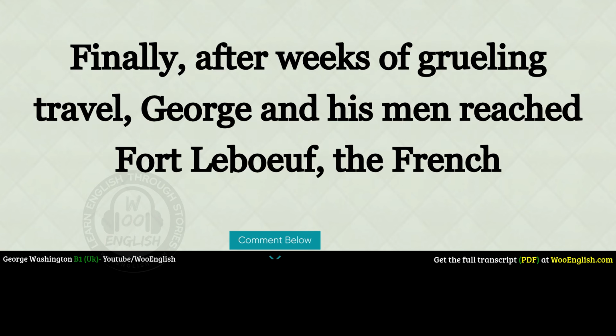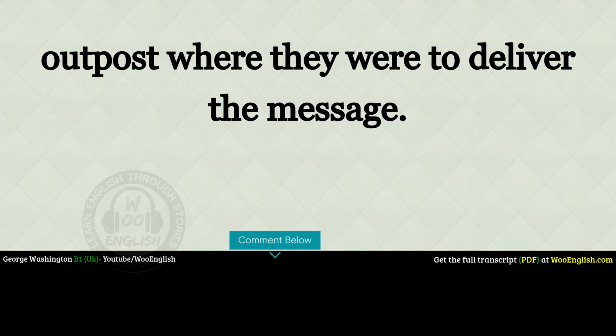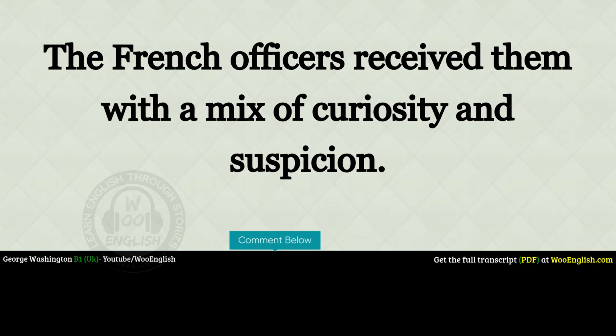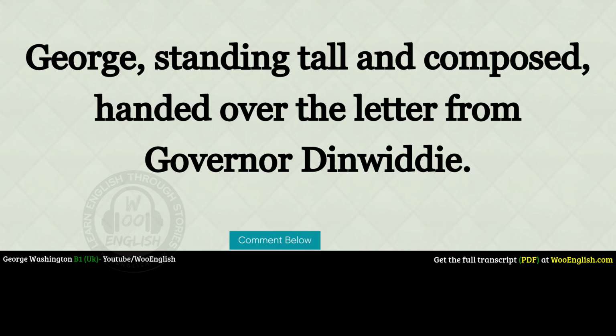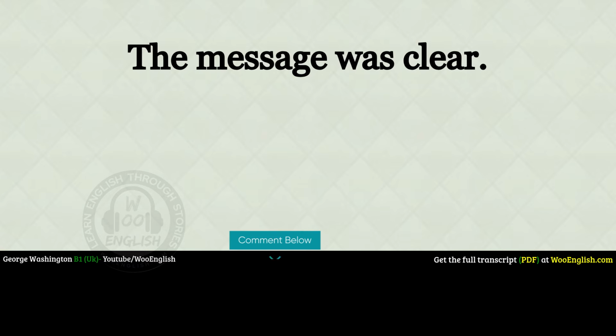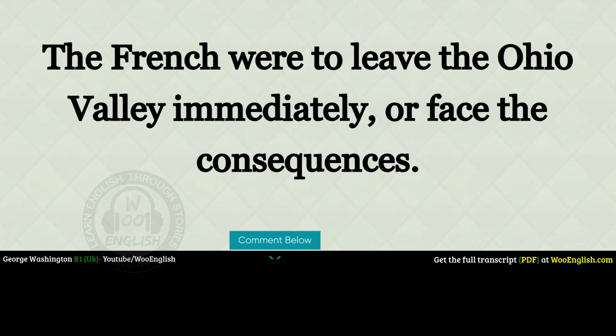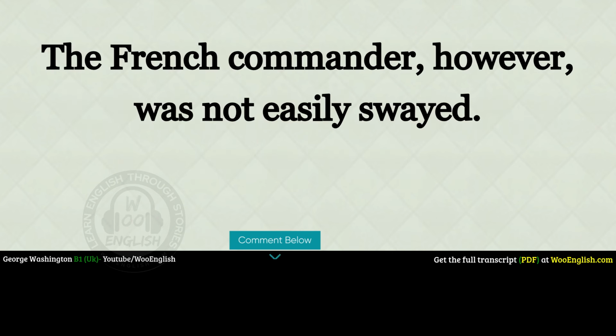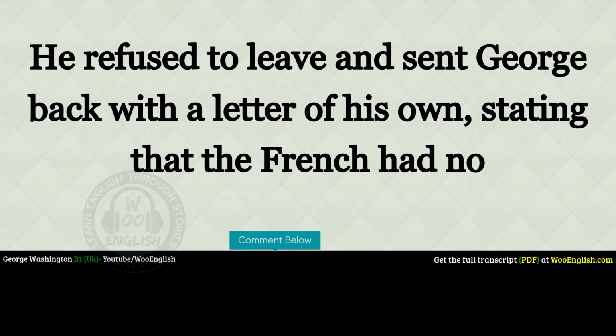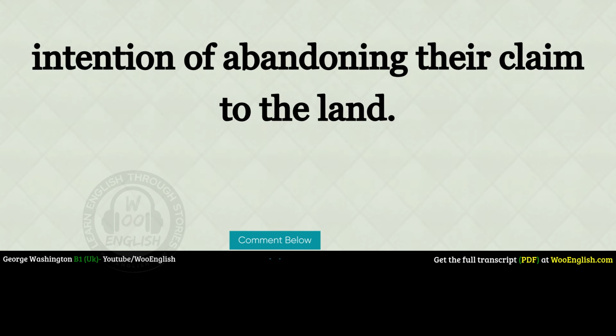Finally, after weeks of grueling travel, George and his men reached Fort Le Boeuf, the French outpost where they were to deliver the message. The French officers received them with a mix of curiosity and suspicion. George, standing tall and composed, handed over the letter from Governor Dinwiddie. The message was clear. The French were to leave the Ohio Valley immediately or face the consequences. The French commander, however, was not easily swayed. He refused to leave and sent George back with a letter of his own, stating that the French had no intention of abandoning their claim to the land.